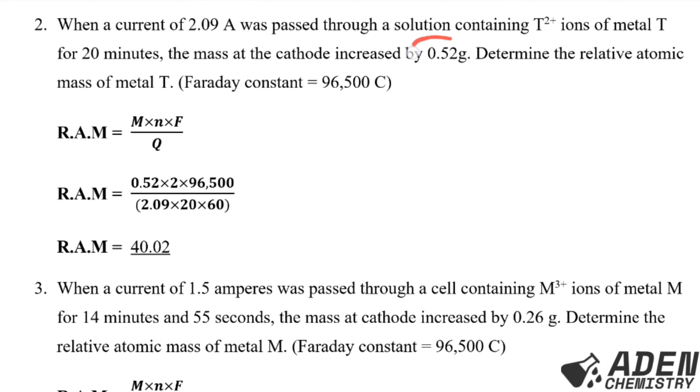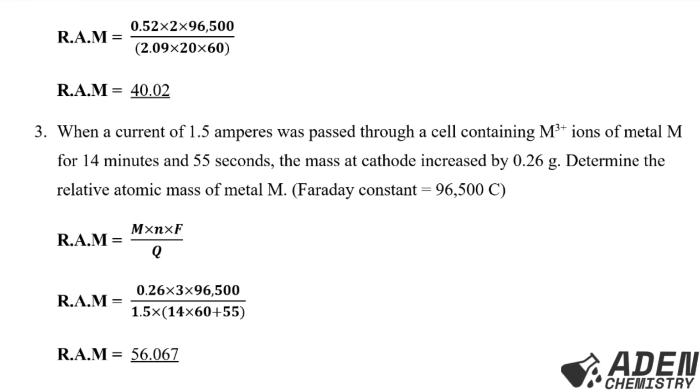M is the mass. The mass here has been increased by 0.52 multiplied by N. N is the number of Faradays. Check the charge, the value on the charge is 2. That's the number of Faradays multiplied by F. F is Faraday, which is given in the bracket 96,500 coulombs, divided by Q. Q is the quantity of electricity passed, and it is equal to current multiplied by time. So the current is 2.09 multiplied by 20 minutes, but we have to convert the time into seconds by multiplying by 60. When we put all this in the calculator, we are going to get 40.02 as our R.A.M.